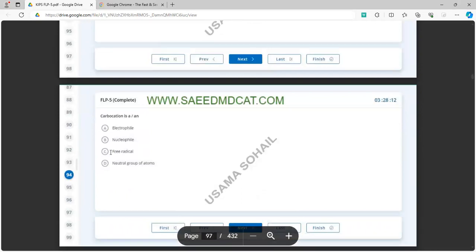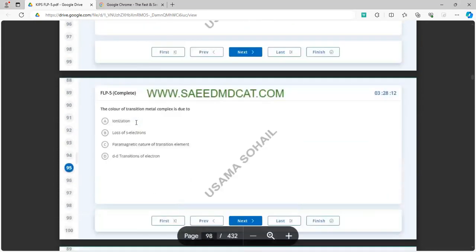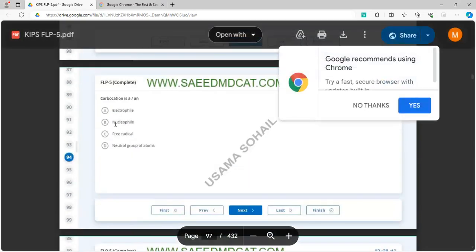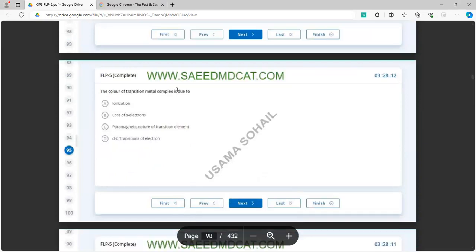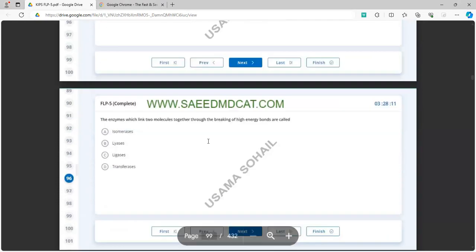Now, on question number 94, carbocation. A carbocation is basically a CH3 positive group and it's an electrophile. Electrophile is basically electron loving and nucleophile is nucleus loving. The color of the transition metal complex is always due to the d to d transition of electrons, because we know that transition metals don't have a fixed number of electrons in their valence shell.